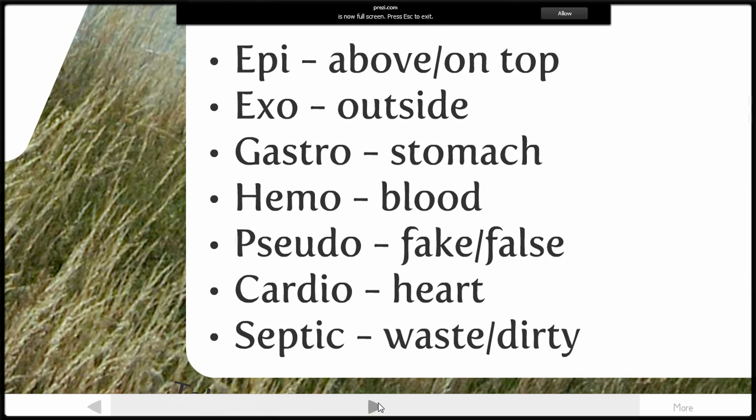Epi means above or on top. Exo means on the outside. Gastro means dealing with the stomach. Hemo means dealing with the blood. Pseudo means fake or false. Cardio means heart. Septic means waste or dirty. Pick 2 of these. Write 2 sentences. You've got to find a word that starts with any of these prefixes.